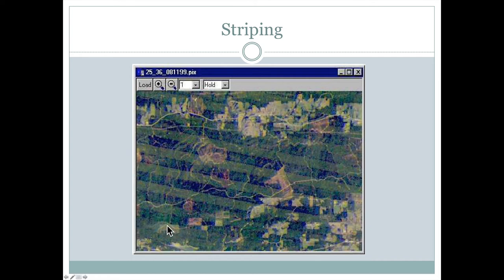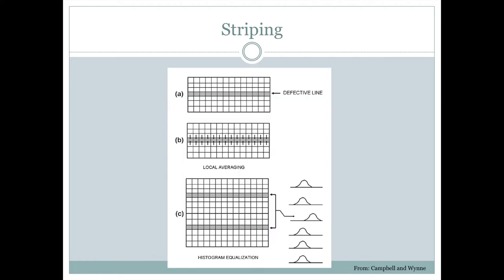So if we have this kind of issue with part of the linear array not recording the same as other parts, we might get a pattern that looks like this, where basically different things are being recorded at different sorts of brightness values. And this is sometimes called striping because of the characteristic look that it gives to the remote sensing imagery. There's ways of dealing with striping.